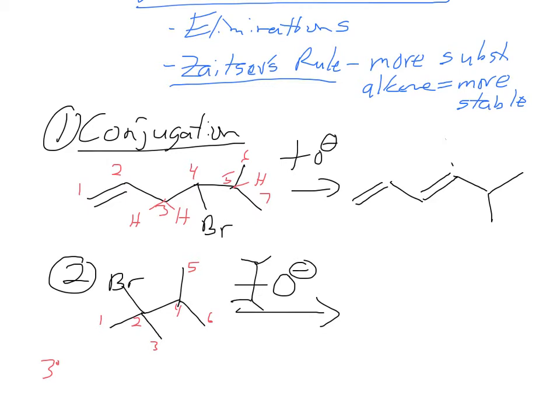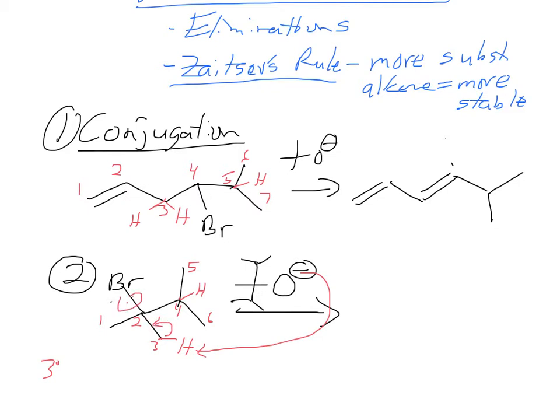So now I have a tertiary alkyl halide, a big bulky base. It's going to be hard to get to this hydrogen on 4. Even though it leads to the Zaitsev product, the more substituted product of the double bond between 2 and 4, I can't get there because everything's just too big. Everything's in the way, right? It just won't work.